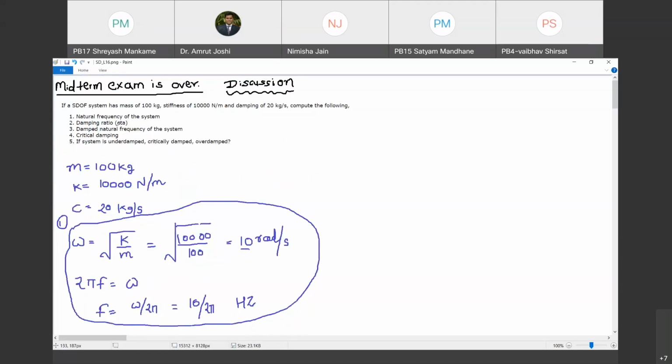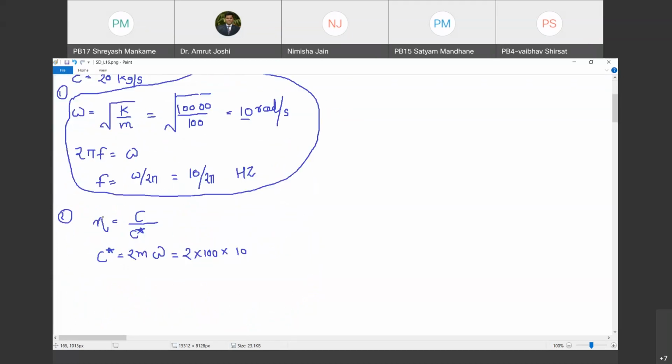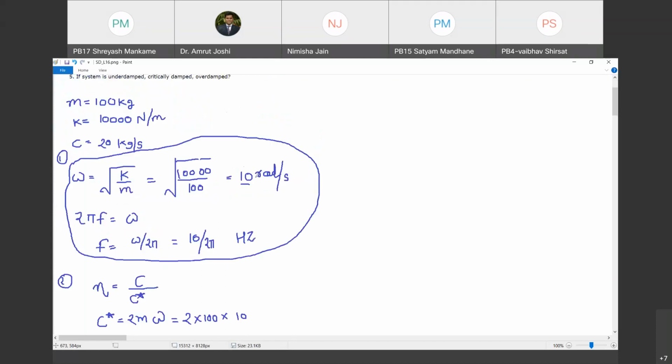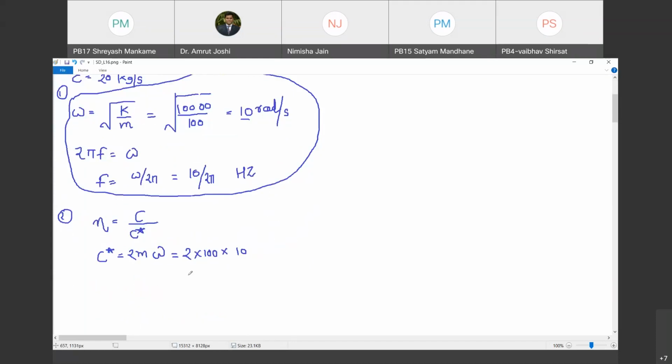Now let us go to the second part, that is the damping ratio eta. So eta is C upon C star, where C is the damping coefficient of the system and C star is the critical damping. Do you agree? Yes, sir. Your C star is equal to 2m omega. So it is 2 into 100 into 10. Omega is to be substituted in radian per second. So C upon C star.